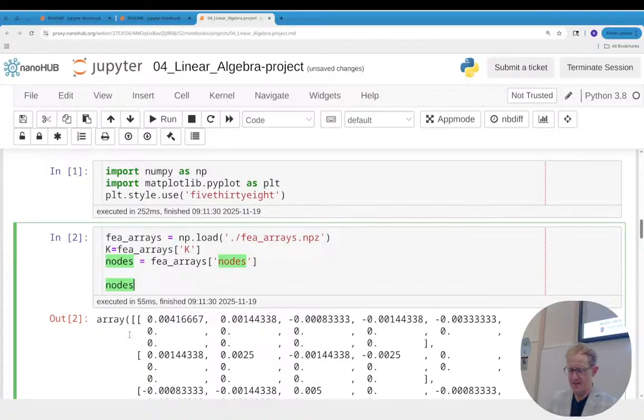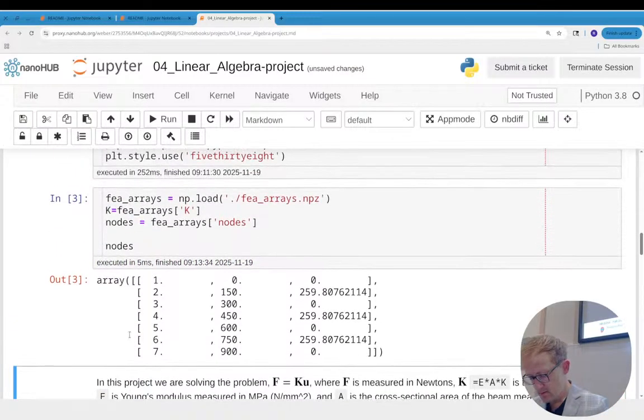And on Monday, I was talking about what came from that extra material. Another variable called nodes describes where each one of the 7 parts of our truss are located. And they're all 300 millimeters apart. So it's all equilateral triangles, length of 300 millimeters.